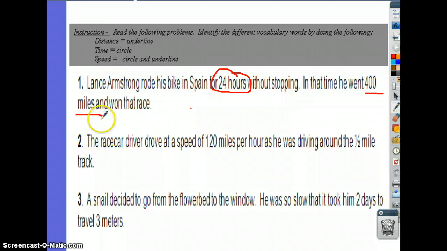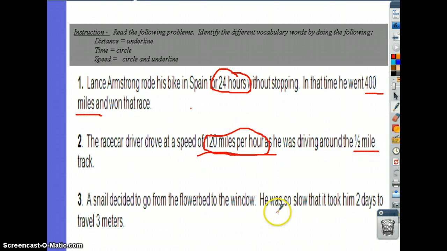Number 2, the race car driver drove at a speed of 120 miles per hour. I see a number, and here's a clue. They told me the speed. Here's another clue. I see a distance and a time. This must mean that it's a speed, so I circle the speed and I underline the speed because it's both time and distance. The race car driver drove at a speed of 120 miles per hour as he was driving around the half-mile track. Mile is a distance, we underline.